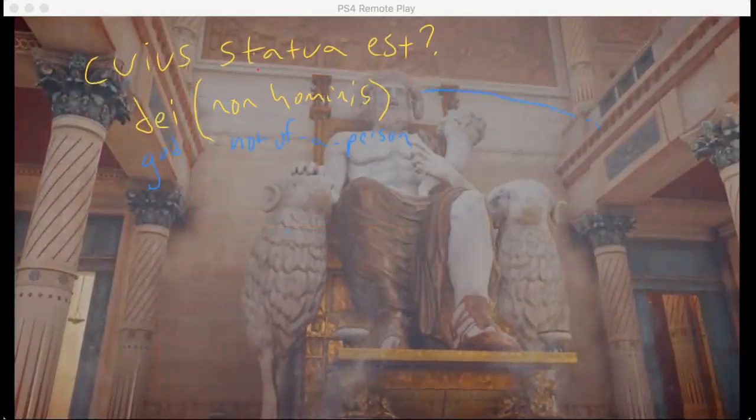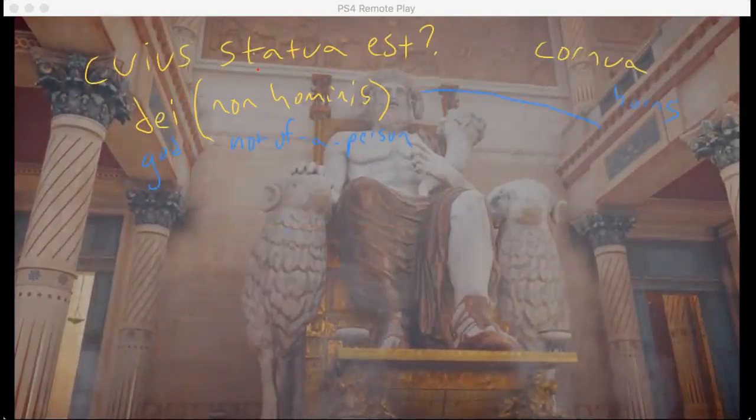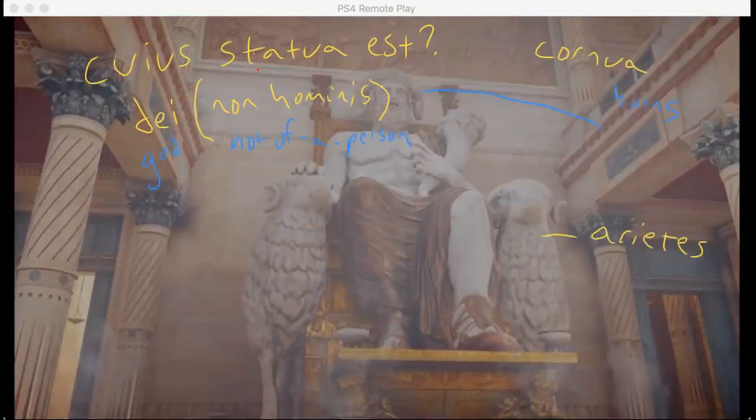Nonne? Cornua. Horns. Et arietes habet. Arietes. And somebody wrote it earlier, are rams.